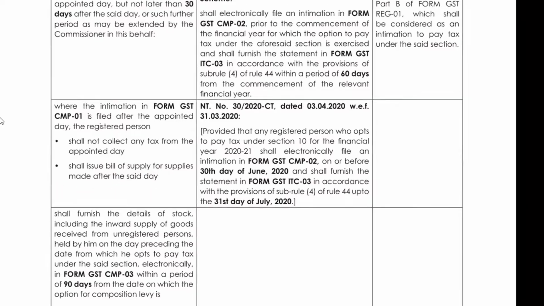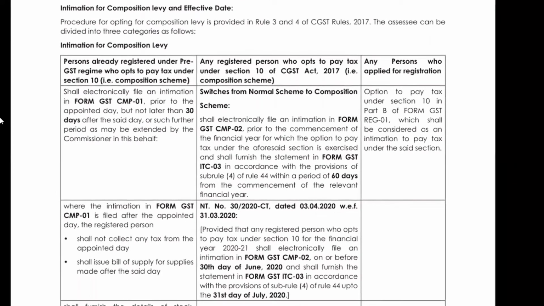Now, any registered person who opts to pay tax under this section files CMP 02. And when does he have to file? He has to file before the commencement of the next financial year, because in the next financial year you are going to opt for that scheme. Prior to the commencement of the financial year from which the option to pay tax under the aforesaid section is exercised, he shall furnish the form.